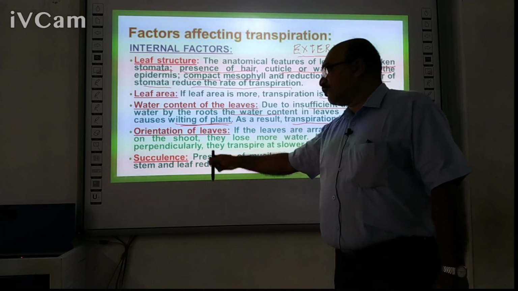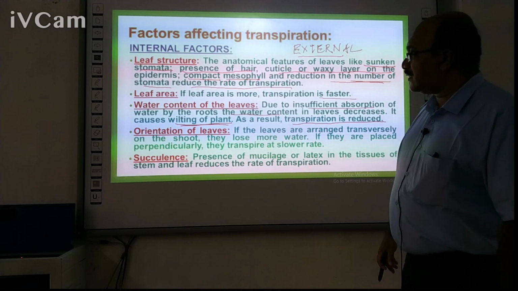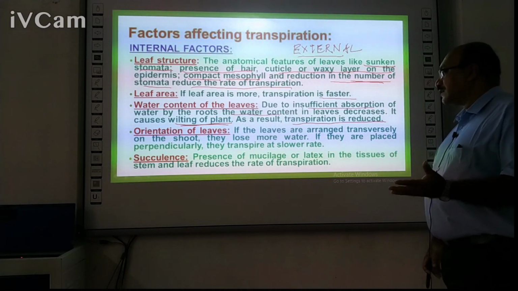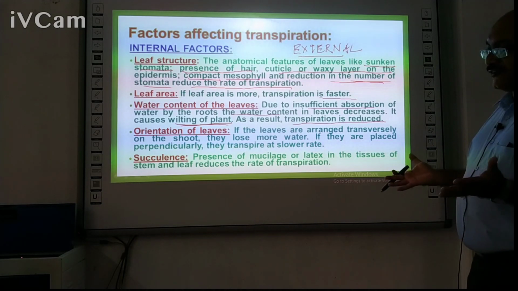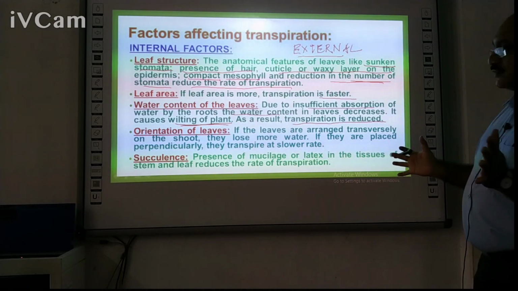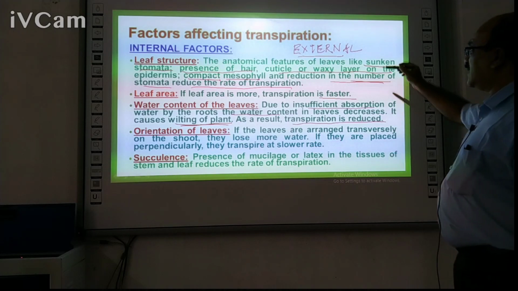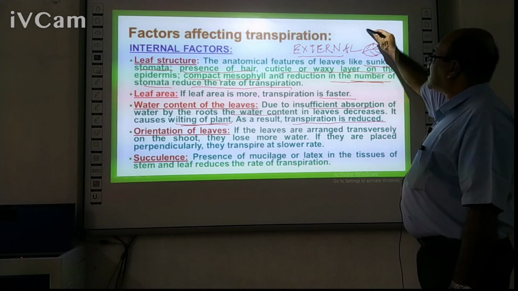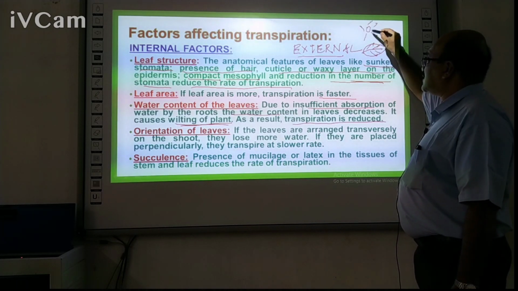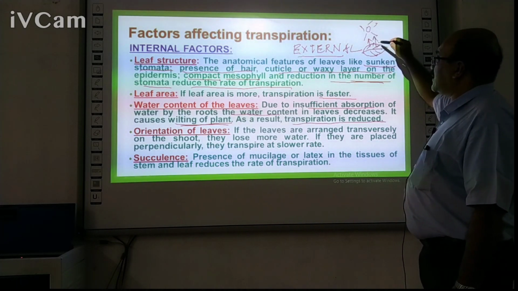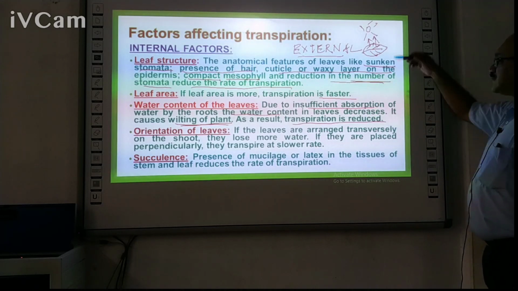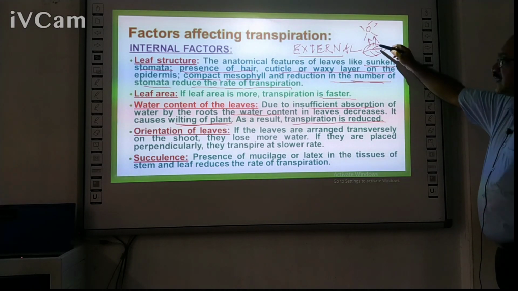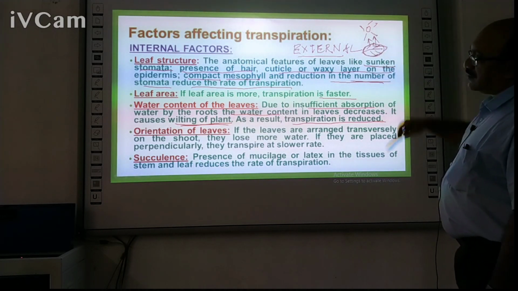Fourth factor, orientation of the leaves. How are the leaves arranged? If the leaves are arranged transversely, that means the flat surface is facing the sun directly. If it is a flat surface, there will be a higher rate of transpiration because surface area is more, so more transpiration can take place.